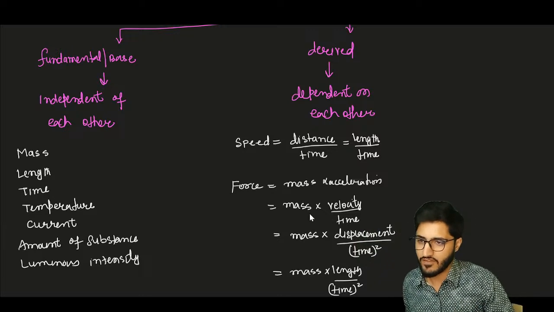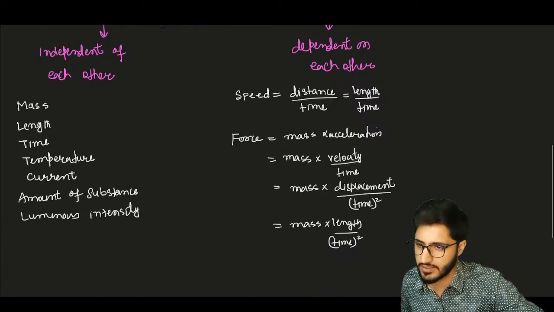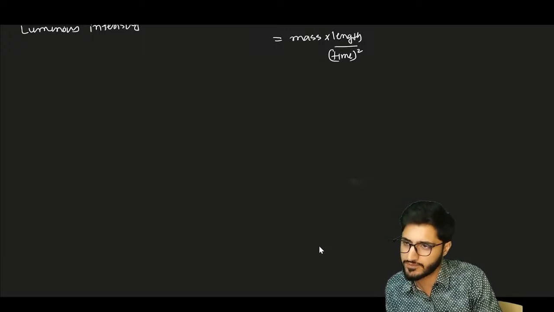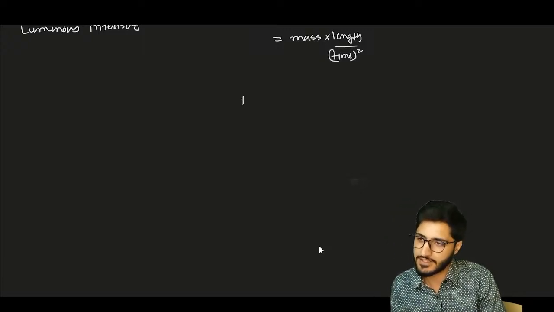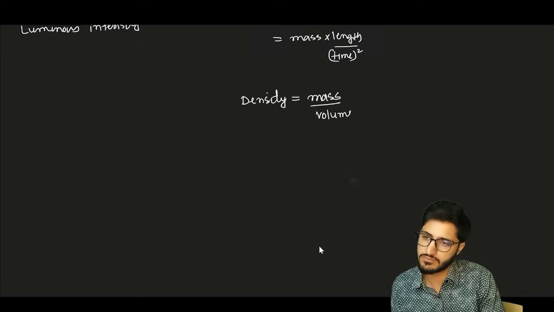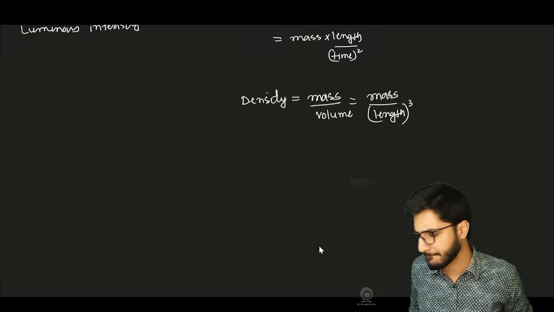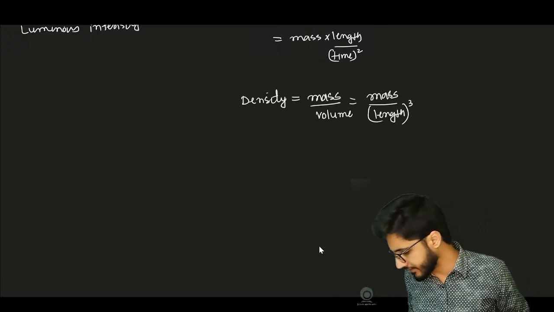Okay. Same way, which example did this student give me? That is density, right? So I can write density also. What is density? Mass by volume. Mass is mass, volume is length cube. So density is also a derived quantity.